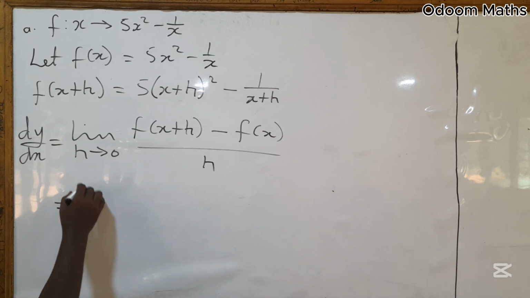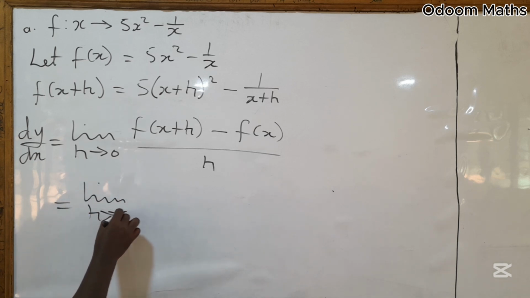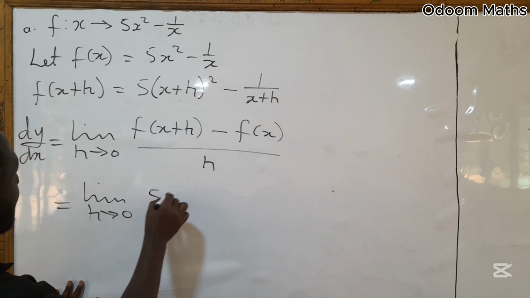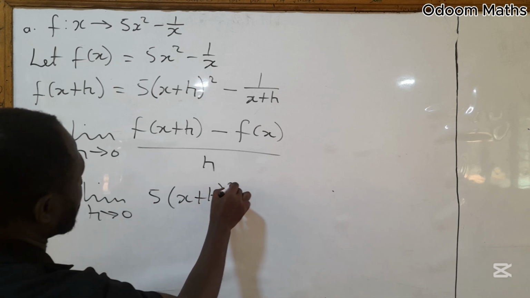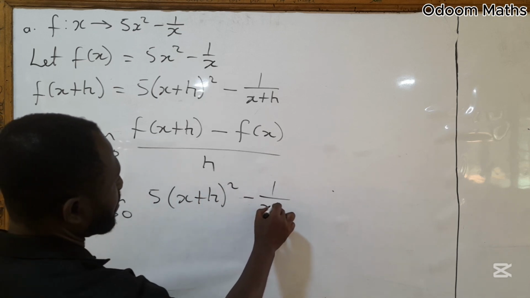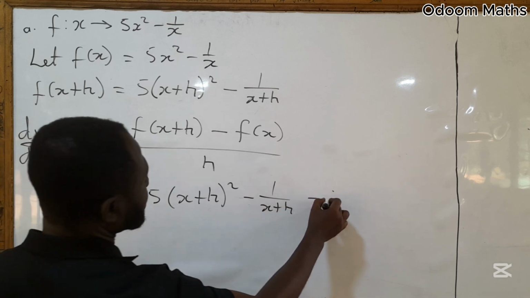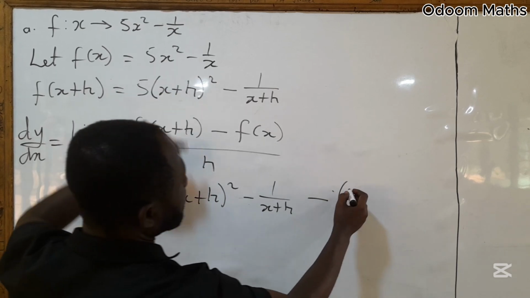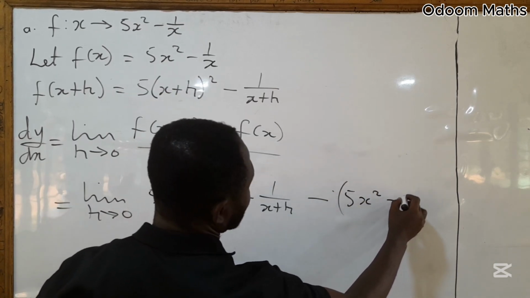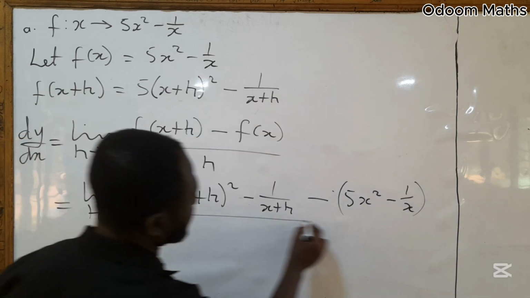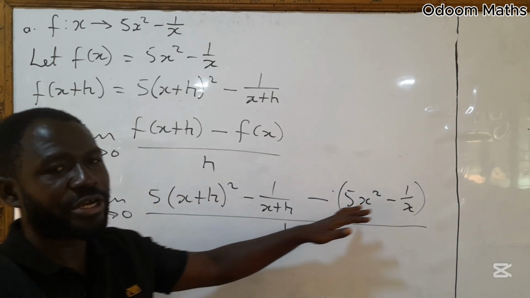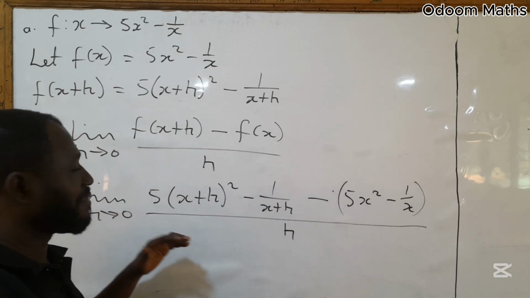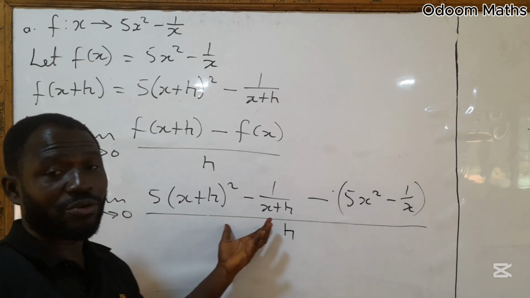So the limit as h approaches 0, f of x plus h is this one. That is going to be 5 into x plus h squared minus 1 over x plus h, then minus this one, the f of x. Let me put it in brackets: 5x squared minus 1 over x, all over h. Now I'm going to take the numerator and simplify it, then bring the formula back and continue.